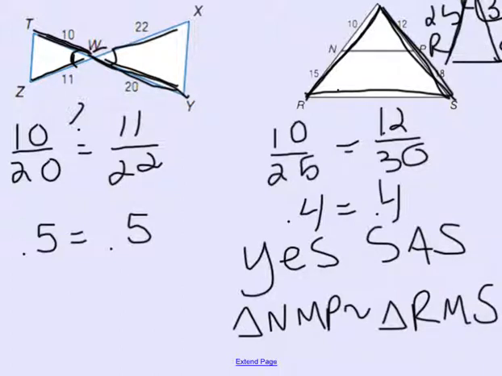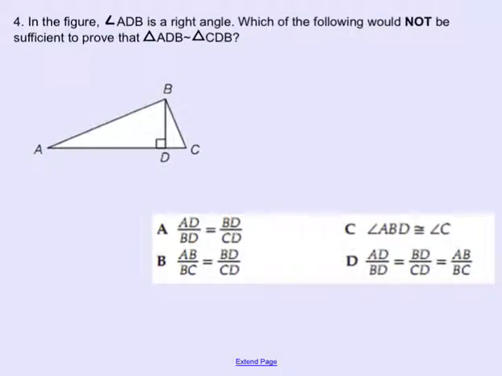All right, let's take a look at number 4. So for number 4 in that figure, that angle ADB is a right angle. Which of the following would not be sufficient to prove it? Okay, well let's take a look at letter A. So AD is congruent to BD. So let's go ahead and let's write out the triangles that we have here. So we have one like this, and then I'm going to write this one this way.